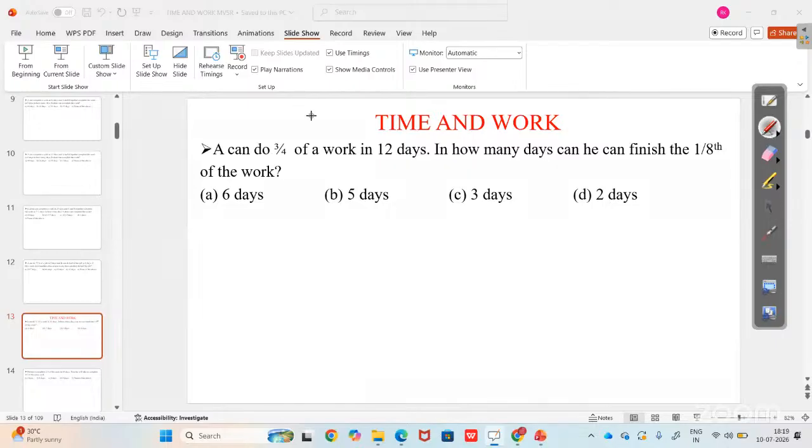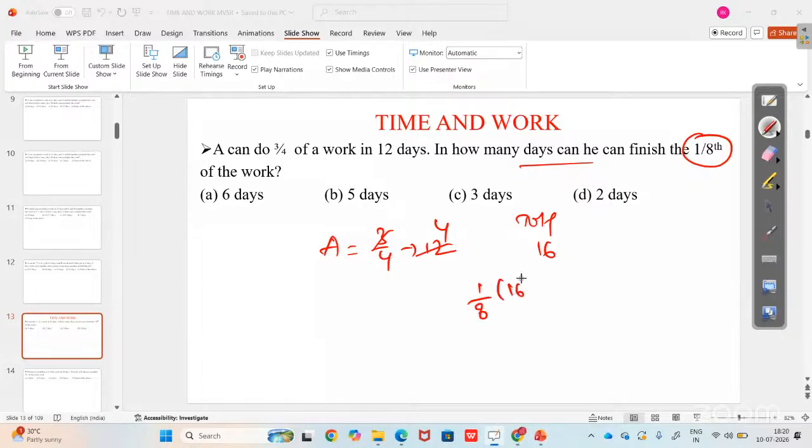A can complete 3/4 of the job in 12 days. 3 ones are 3, 3 fours are 12, then total job equals 16. In how many days can he finish 1/8 of the job? 1/8 of 16 equals 2, so the answer equals 2 days.